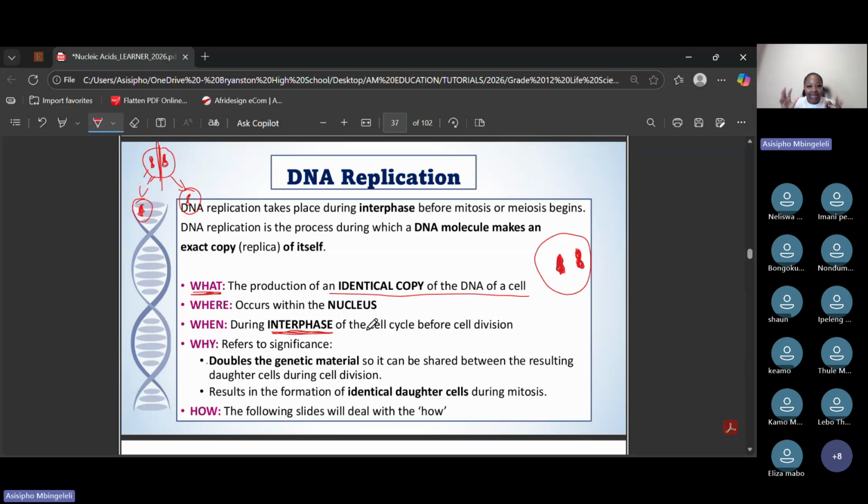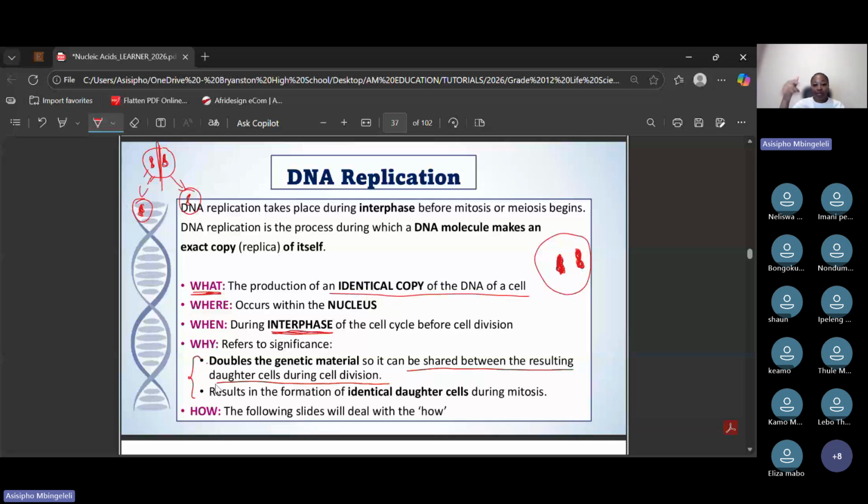So that's the main reason that DNA replicates, or makes a copy of itself. They do mention it here: it doubles the genetic material so that it can be shared between the resulting daughter cells during cell division. So the question will ask you, state the significance of DNA replication. These are the two points that you need to write down.